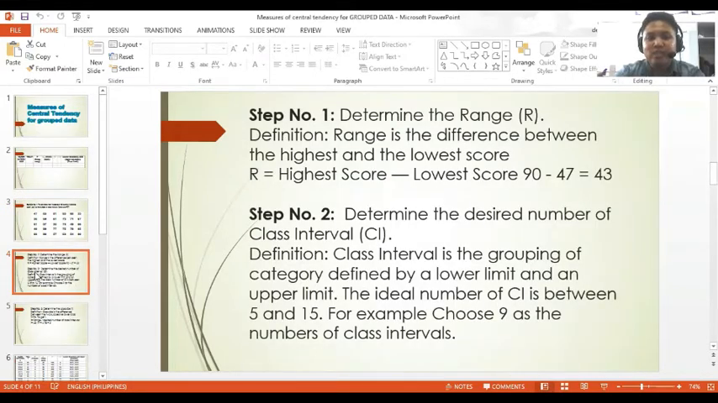Ang range doon, kung napanood mo na yung video doon sa frequency distribution table, mas maganda. So, if hindi pa, balikan mo na yun, huwag mo na panoorin ito, doon ka muna para mas maintindihan mo yung sinasabi ko dito.